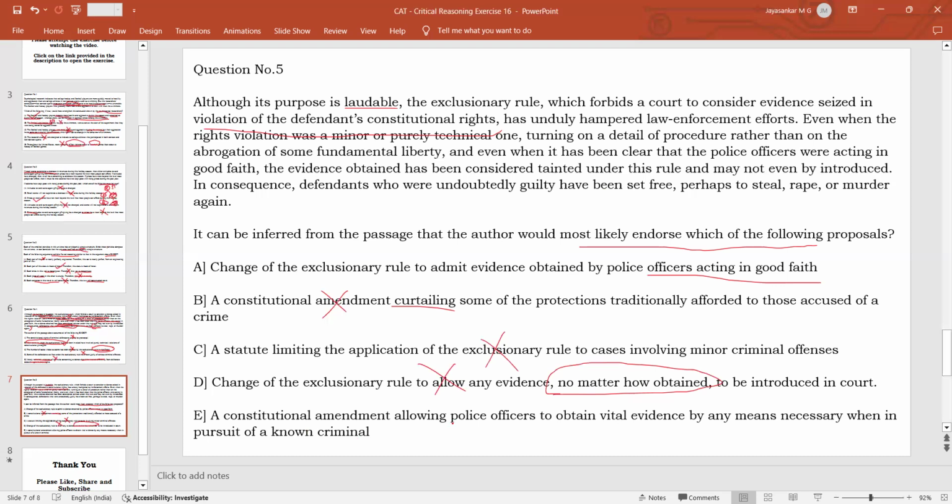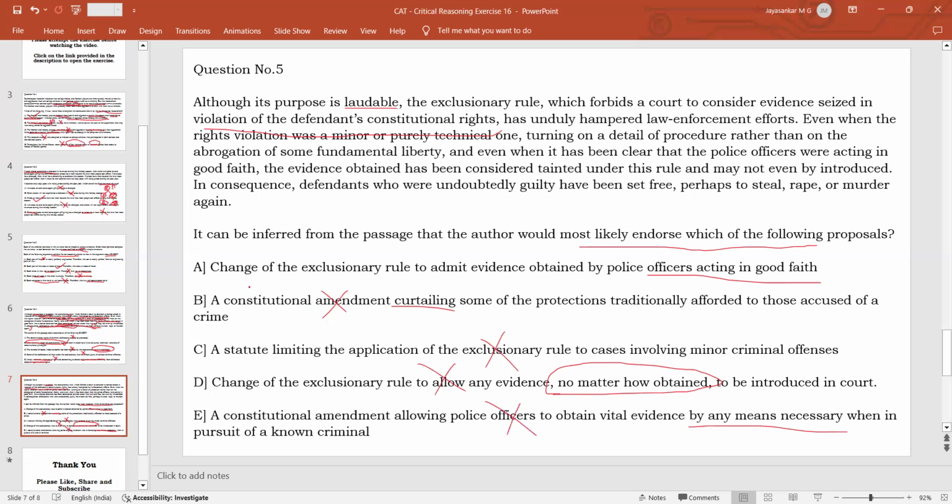Option E, a constitutional amendment allowing police officers to obtain vital evidence by any means necessary. It means police officers can do anything to obtain evidence. Again, it will not be supported. The author says that police officers, as long as they act in good faith, as long as they don't do anything illegal or unethical or against the laid down principles, then they should be accepted. So, any means necessary, definitely the author will not accept such kind of changes in the exclusionary rule. So, this again is not correct.